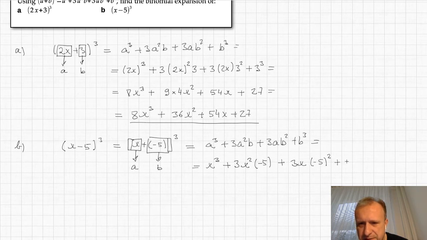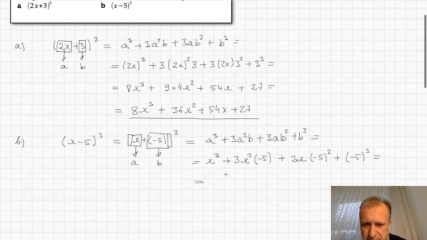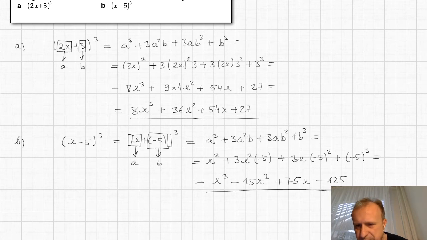And finally we have negative 5 cubed. Equals, and now let us calculate, so it should be x cubed. Now this term is going to be negative, because 3 times negative 5 is minus 15x squared. Now this term here, minus 5 squared is actually 25, times 3, so it should be plus 75x, and finally minus 5 times 5 is 25, times 5 is minus 125, and this should be the answer.